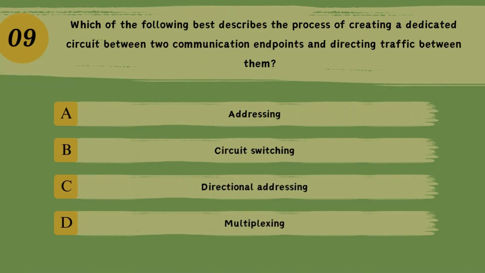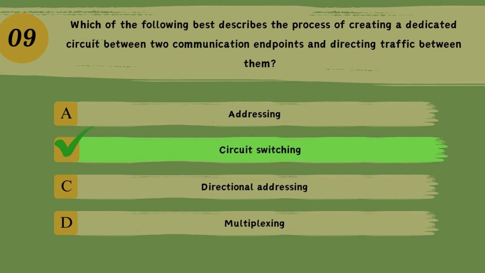Question 9. Which of the following best describes the process of creating a dedicated circuit between two communication endpoints and directing traffic between them? A. Addressing. B. Circuit switching. C. Directional addressing. D. Multiplexing.